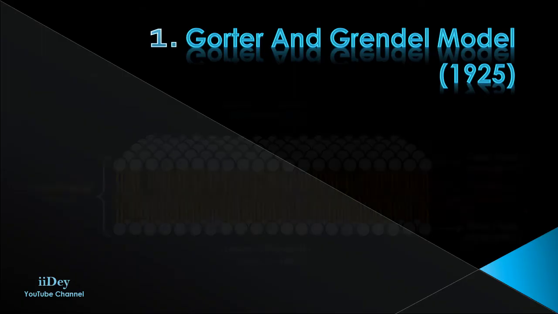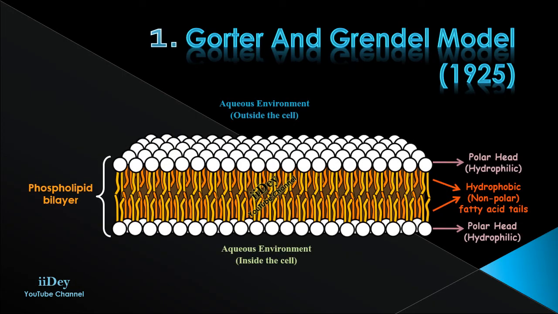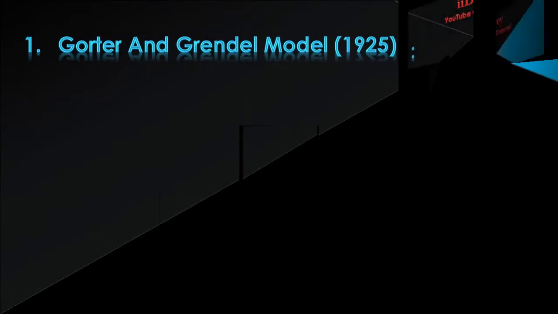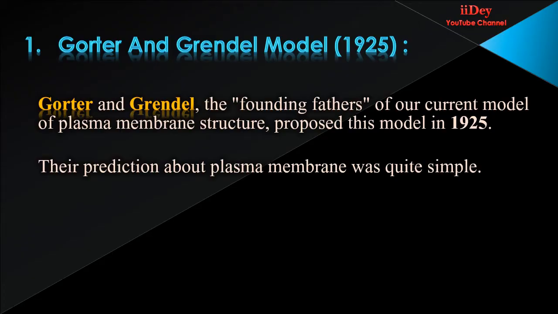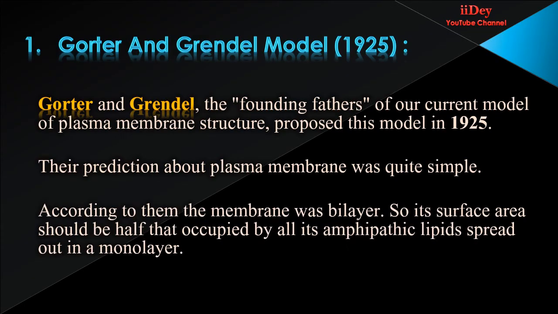Number 1. Gorter and Grendel model, 1925. Gorter and Grendel, the founding fathers of our current model of plasma membrane structure, proposed this model in 1925. Their prediction about the plasma membrane was quite simple. According to them, the membrane was a bilayer, so its surface area should be half that occupied by all its amphipathic lipids, spread out in a monolayer.